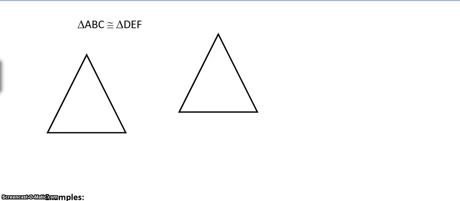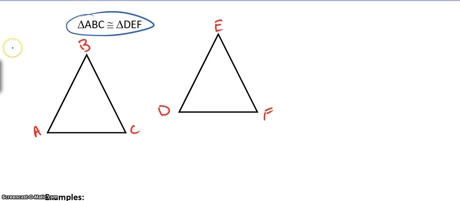So let's say we have triangle ABC and triangle DEF, and it says triangle ABC is congruent to triangle DEF. Now, a picture and a statement can tell us many things. You have to be able to go from the statement to the picture and the picture back to the statement. If the picture is labeled like this, it also tells us a lot.